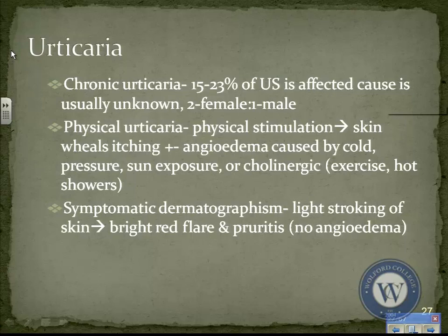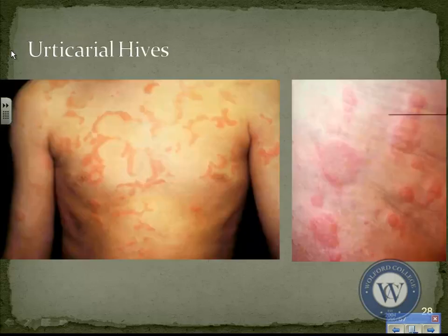Physical urticaria is usually caused by physical stimulation: skin wheals, itching, angioedema. That's what I showed you the other day. When you just do this on your skin, you'll form a skin wheal, and that's physical urticaria. Okay, you can see it's already breaking out. Pretty cool. You can see the red line form, and this causes histamine release in the cutaneous area. So that means you usually have more, which is what's called symptomatic dermatographism, which is the next layer, which is light stroking of the skin causing bright red flares and pruritus, but no angioedema. And you get these kind of urticarial hives developing.